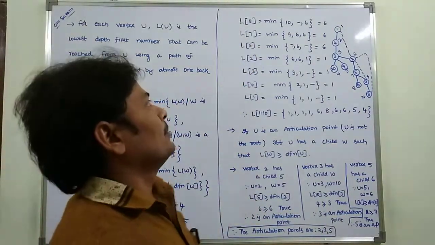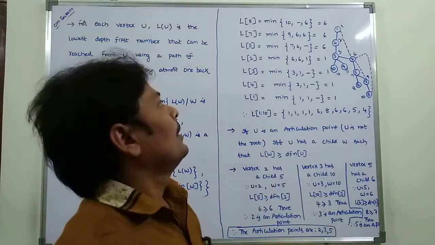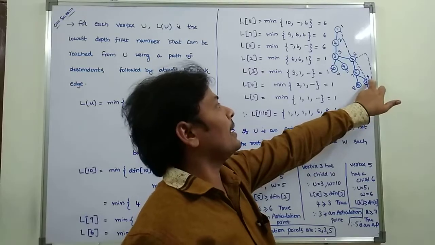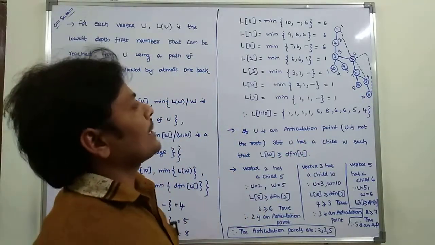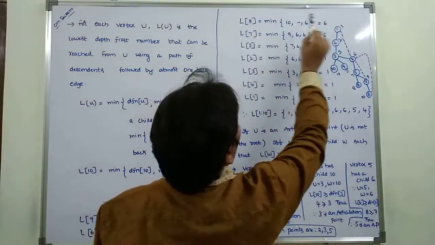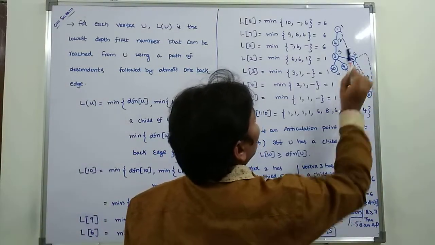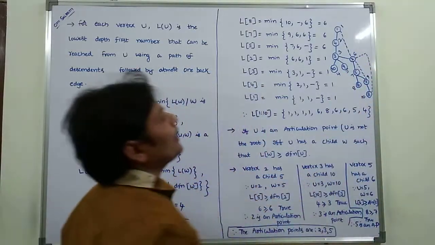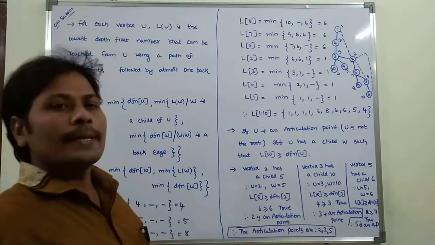Next, L of 7, after 8 according to the postfix order. L of 7 is equal to the minimum of dfn of 7. Dfn of 7 is 9. What are the descendants of node 7? Only 8, and L of 8 we have already calculated, that is 6. There is also a back edge from 7 to 2, where dfn of 2 is 6. So 9, 6, 6, and the value is equal to 6.